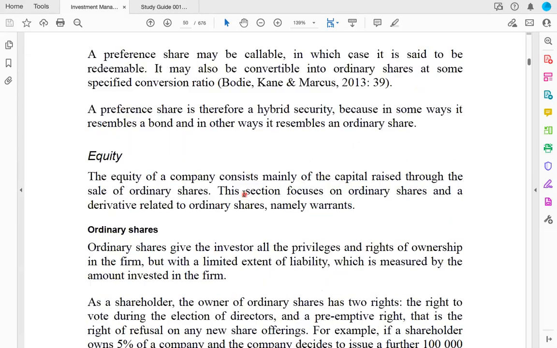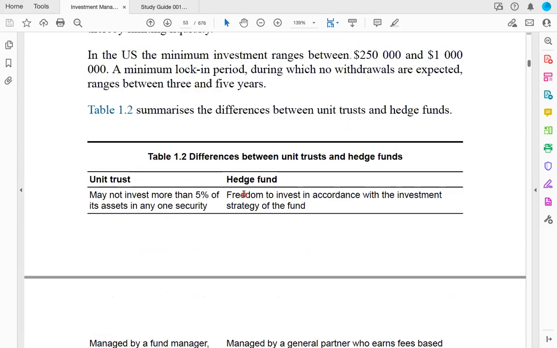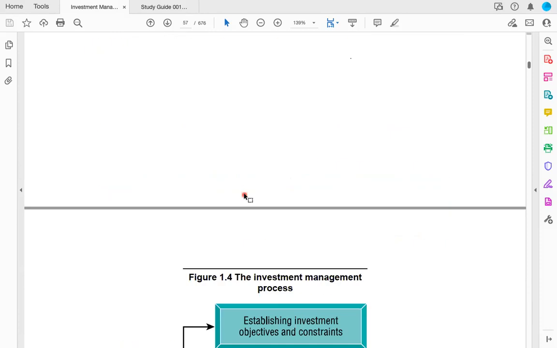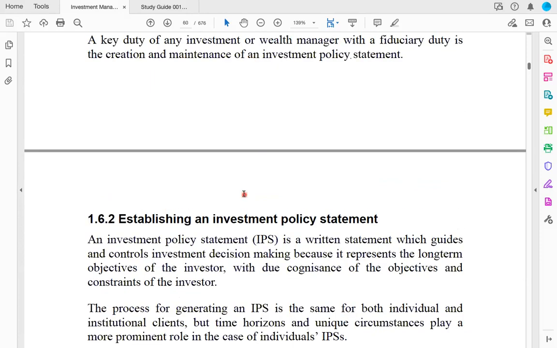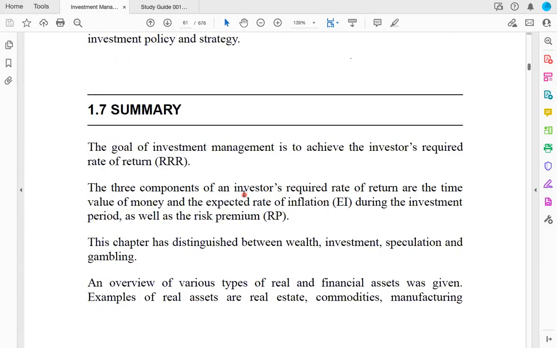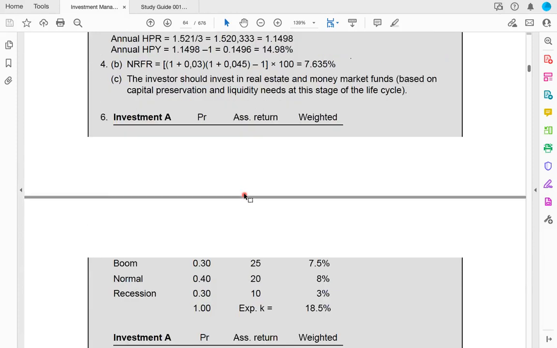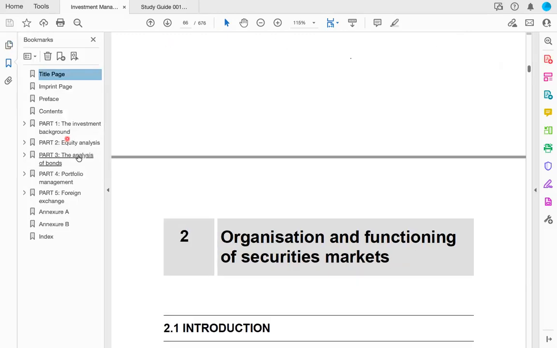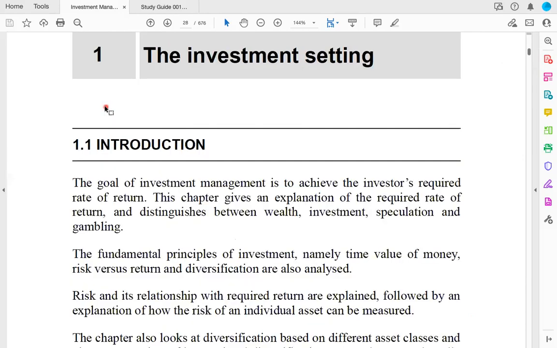There are certain things that are not as important as some of the other things, so I'm just going to be focusing on the really important aspects that you need to know. If I believe that something is not as important as the other items, based on what I've seen historically coming up in assignments and in exams, I will also let you know. Okay, so we can now get started with chapter 1, the investment setting.